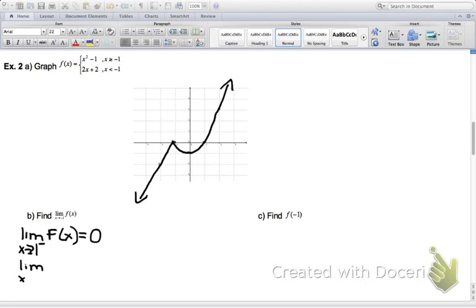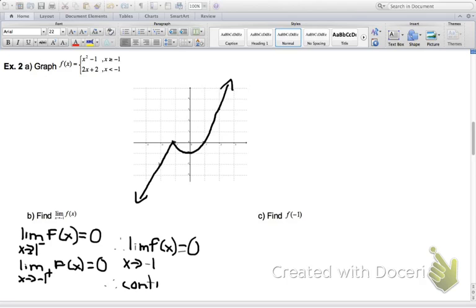And as x approaches -1 from the right side, so our positive side, we know that f(x) will also be equal to 0. Therefore, this limit does exist, since from the left and right hand side are both equal. So therefore, the limit of f(x) as x approaches -1 will be equal to 0. And therefore, we also know that this is continuous. Okay, as I trace over our function here, you'll notice I never actually have to pick up my pen.